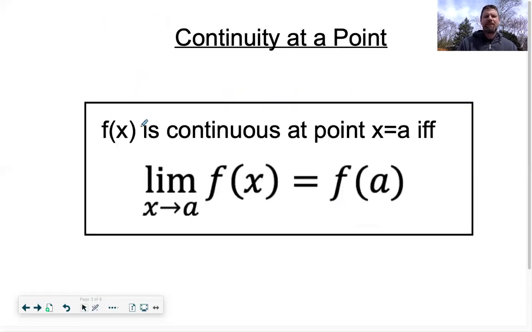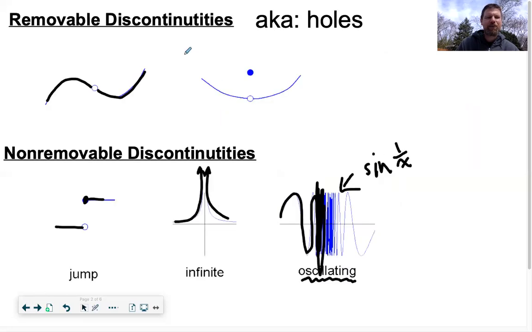Continuity at a point is defined like this. f of x is continuous at some point x equals a if and only if the limit as x approaches a of f of x is equal to f of a. In other words, if I go back towards these removable discontinuities, right now, if I tried to find the limit at this discontinuity right there, it wouldn't be a problem. The limit would be whatever value this is equal to. Like if I put some grid along here and I said this value is 3, then the limit is 3.